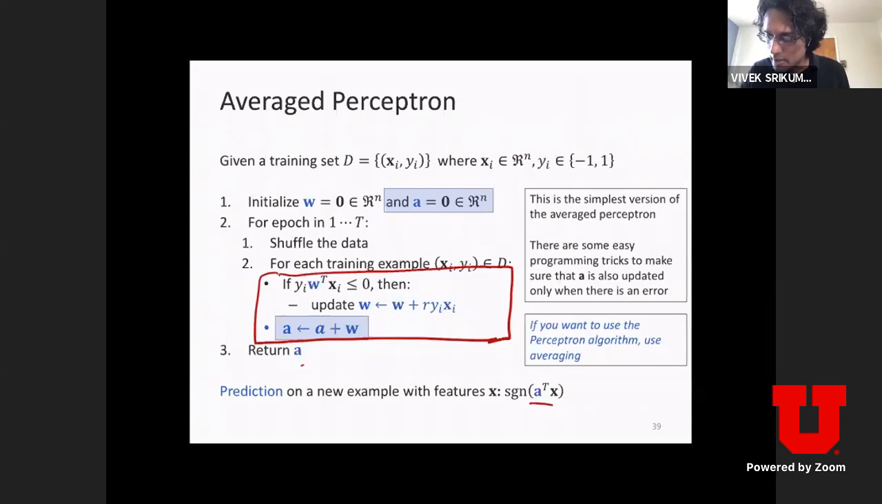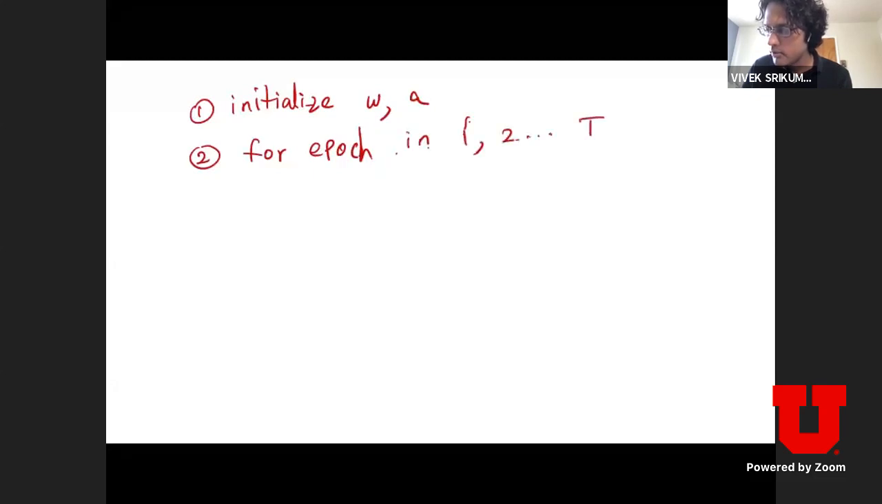So let me just rewrite the same thing using curly brackets to indicate scope. So your average perceptron might look something like this. First, I see that the font is small. So first you initialize W and A to zero. And then you do something like this: for epoch in one, for as many epochs as you have. Let's use curly brackets to make sure that everything is clear.